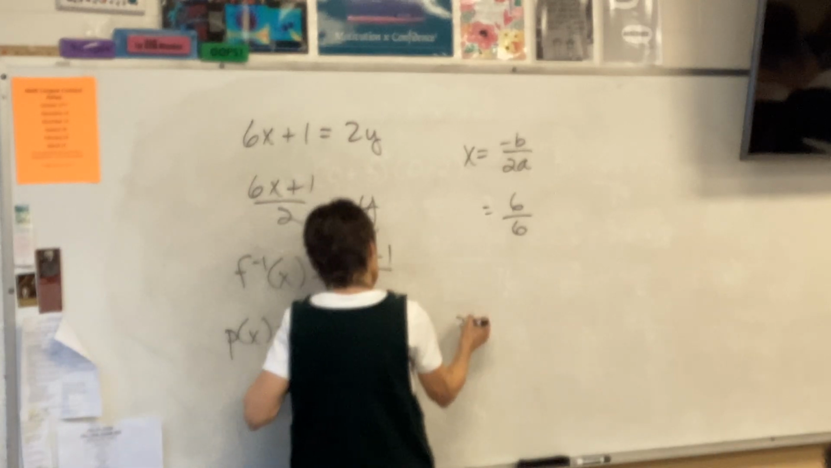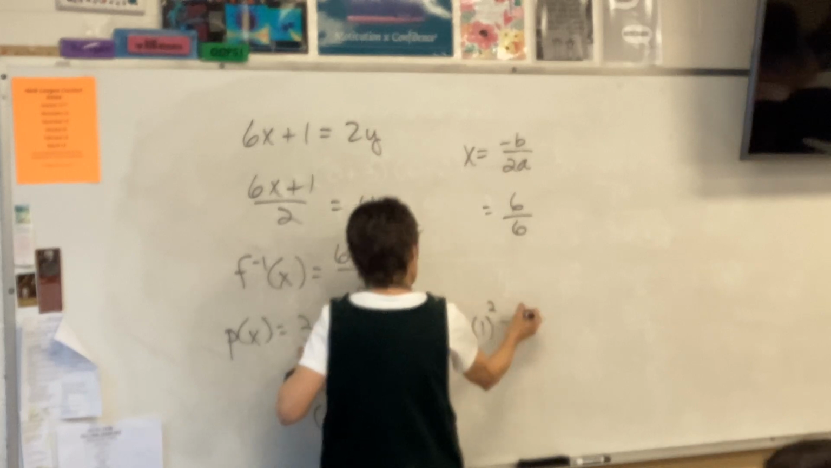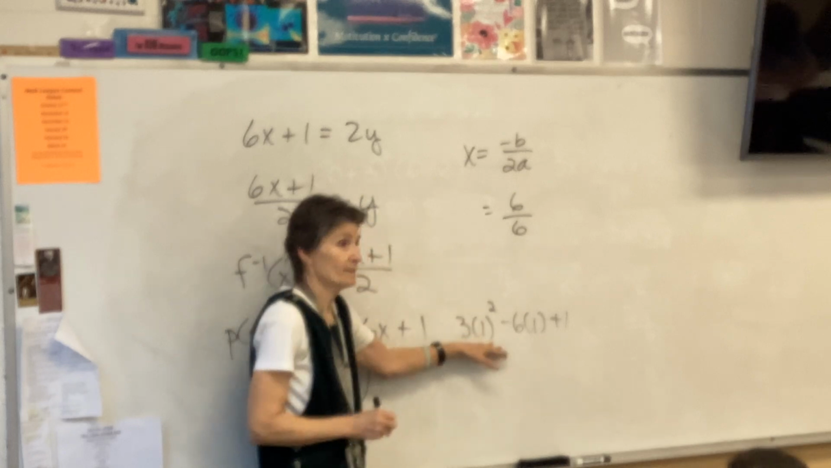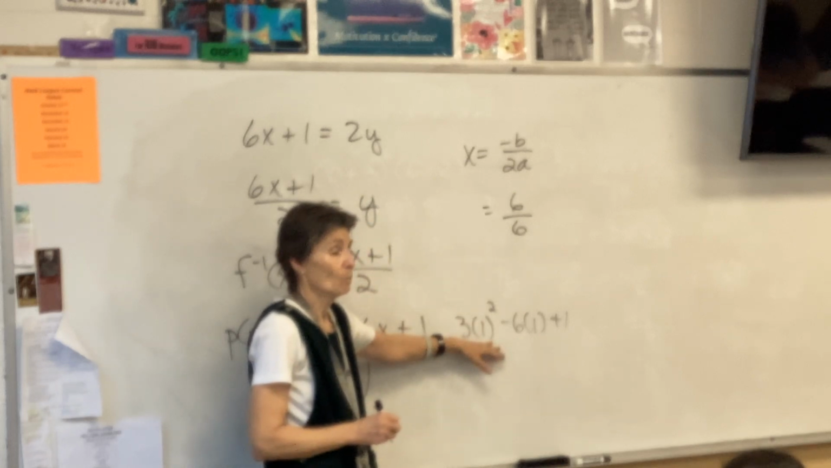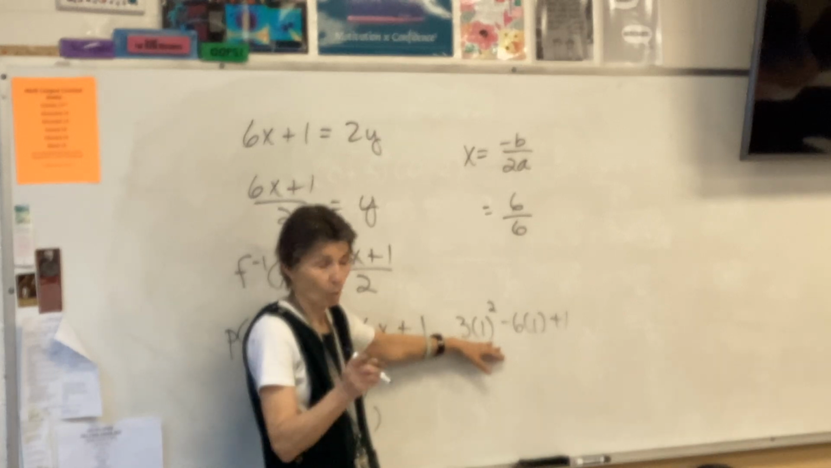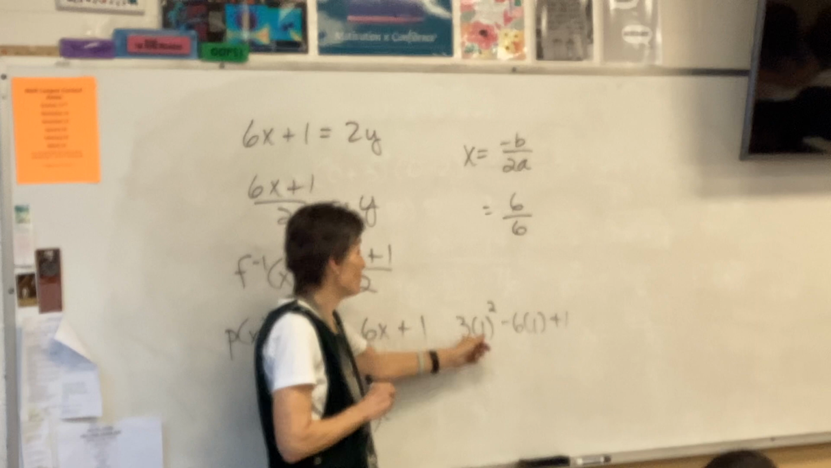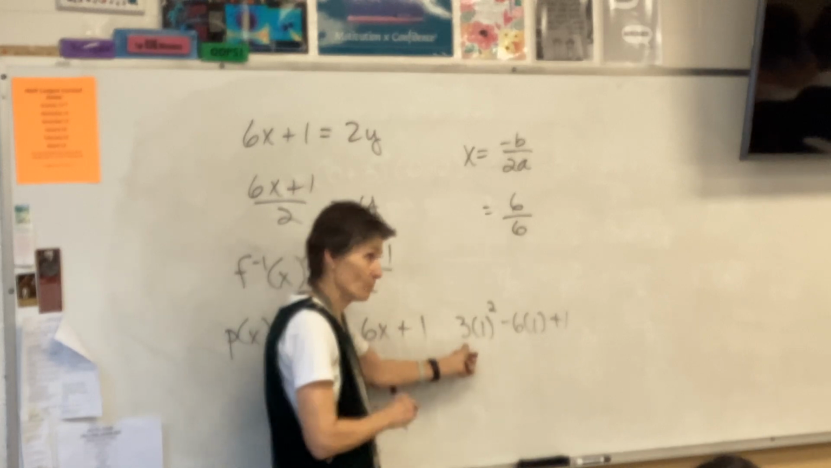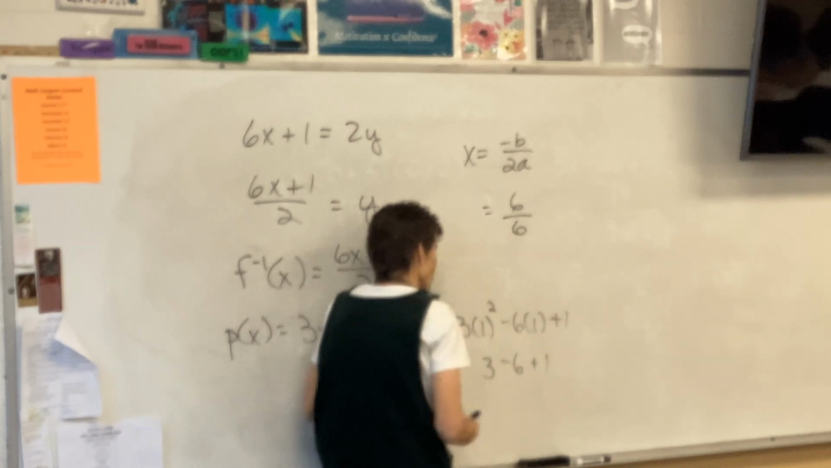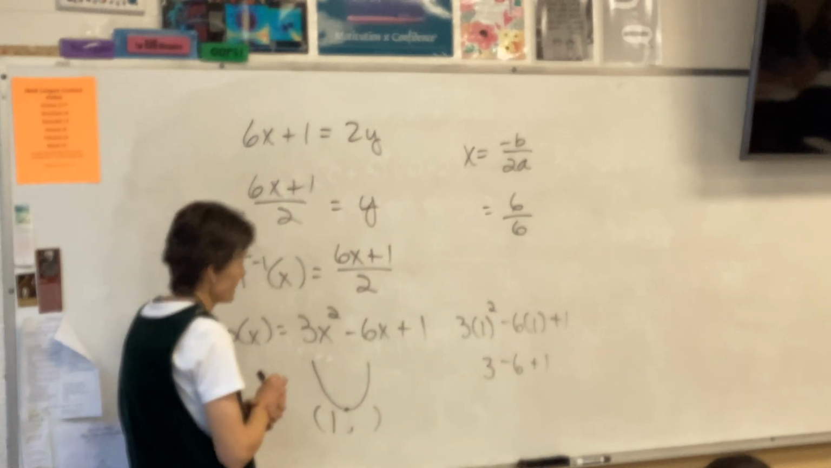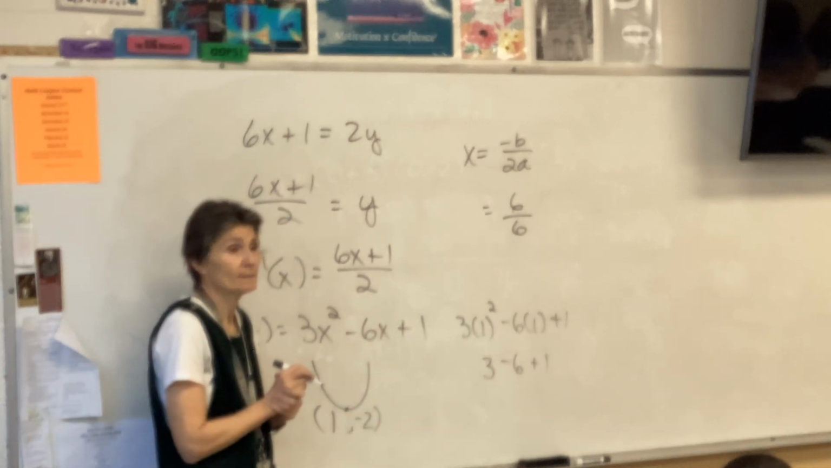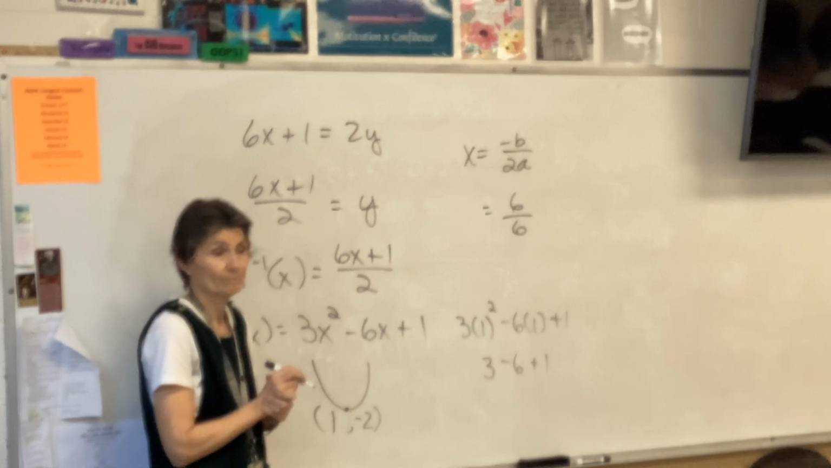we're gonna have kids make mistakes here because they forget their order of operations. When you look at this right here, what do I do first? Square 1. So what's 1 squared? 1. Then I times by 3. So this is 3. Minus 6 plus 1. What is that? Negative 2. So your vertex is at 1, comma, negative 2.